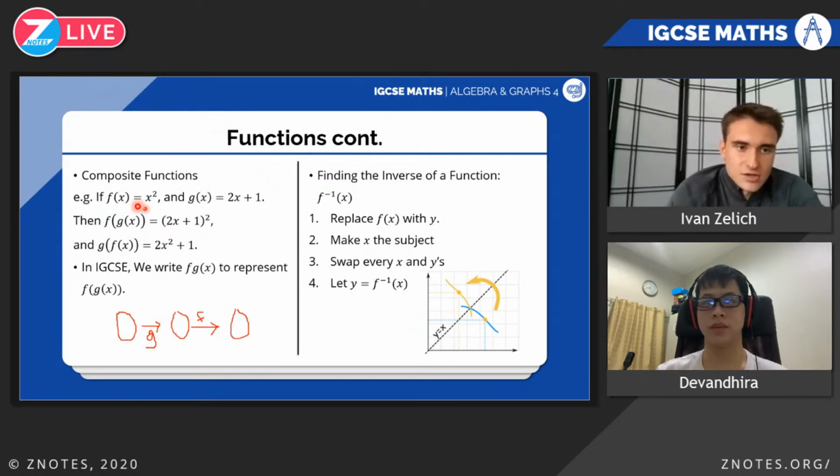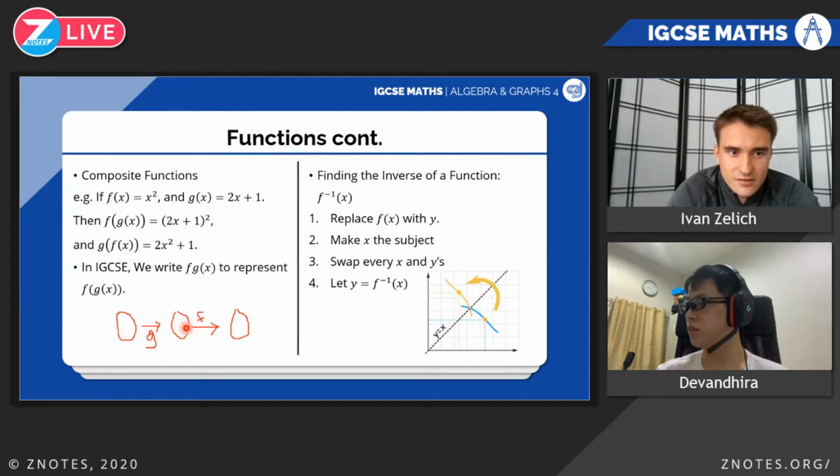And so here's an example. F of x is x squared and G of x is 2x plus 1. So if I apply G first, I get 2x plus 1. And then I apply F, I have to square it. So I get (2x plus 1) squared. So this is what it's saying right here.